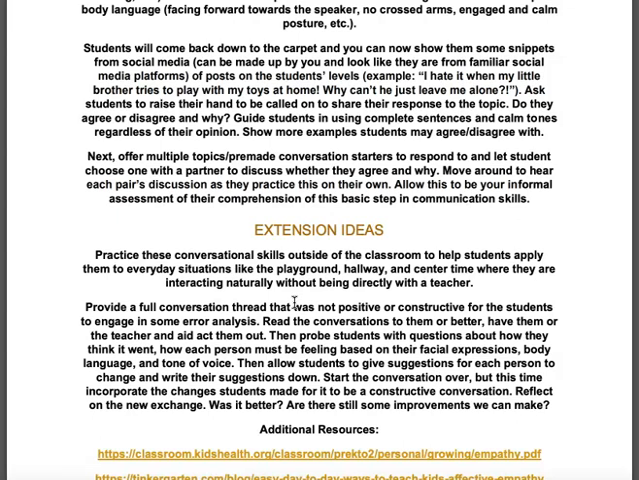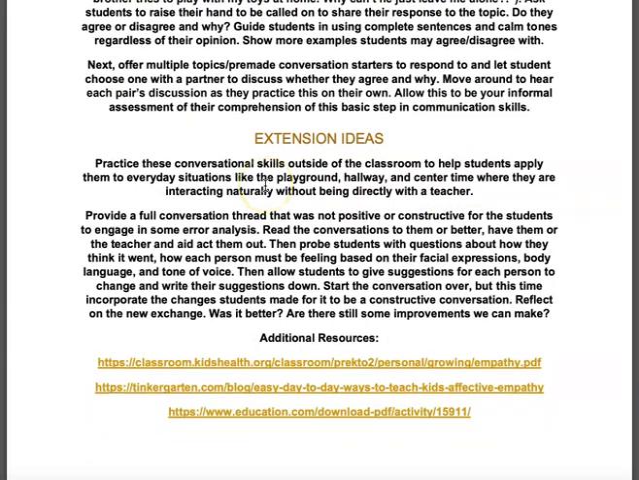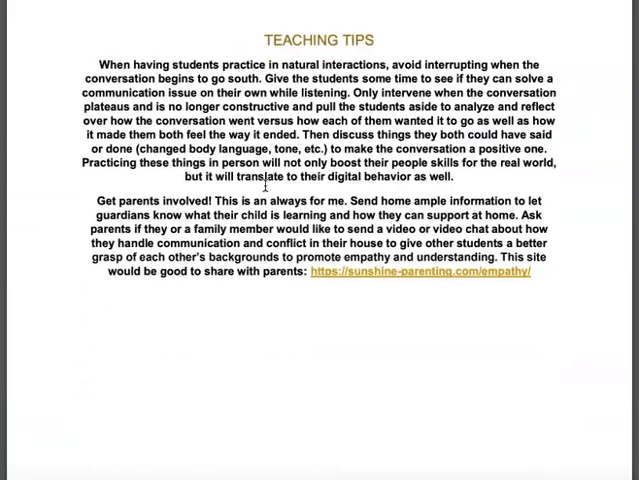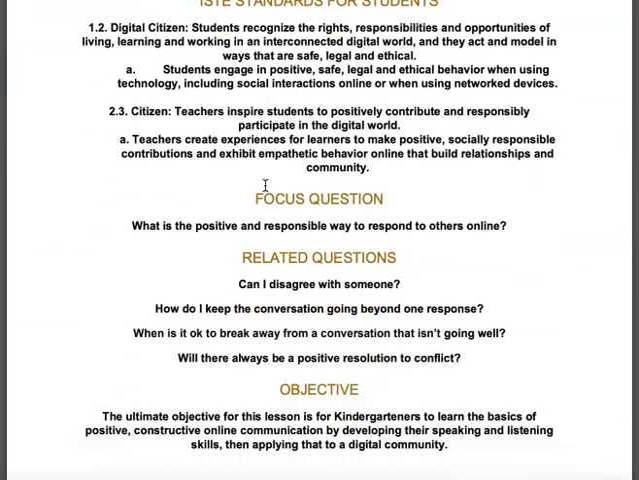And I guided them in using complete sentences, using our sentence starters and calm tones, regardless of what their opinion was. And then next I offered more conversation starters to let students interact with one another. And they could choose a partner to discuss whether they agreed or disagreed with their idea. I have some more extension ideas, but this did go into a second day with part 2.